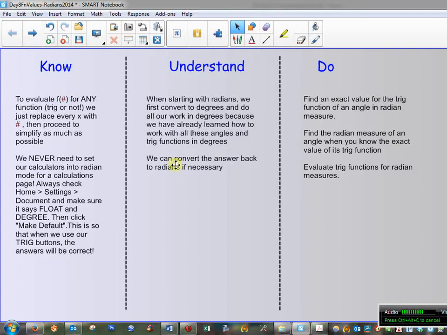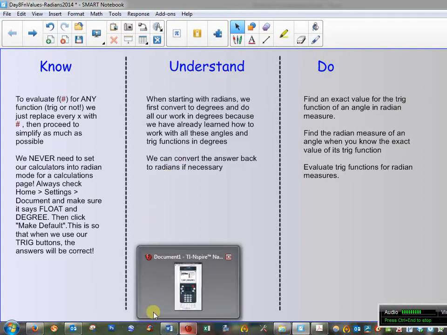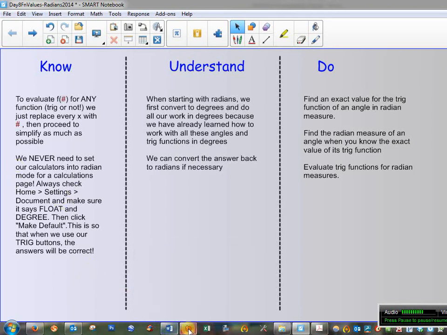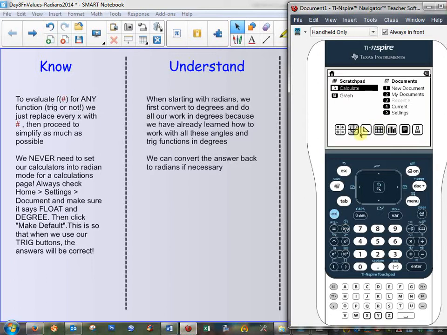Okay, I want to start today's video by showing you some things on the calculator. Under the null, we talk about the settings we need for our calculator. It's very important that we have these settings proper. So I just want to run through with you on the Inspire.